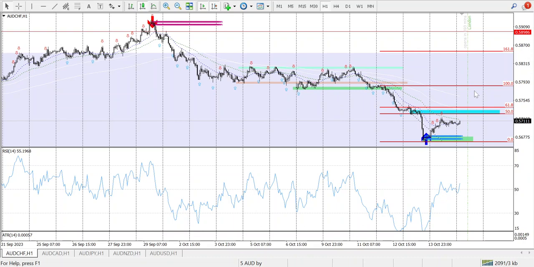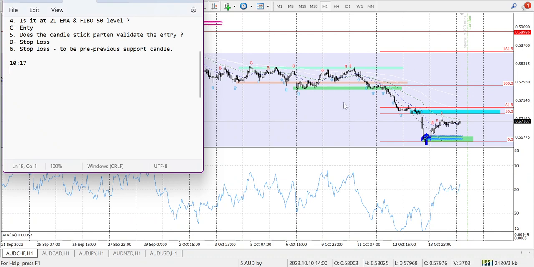So my first trade could be AUDCHF. If it comes into this resistance zone, which is also the 50 EMA, maybe not, I'm not sure right now, but the Fibonacci 50 level, then I will take a sell trade.